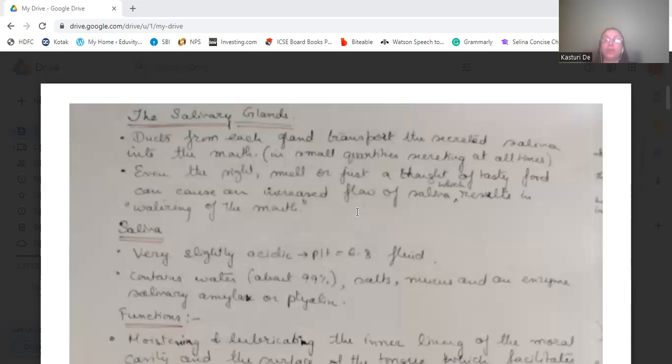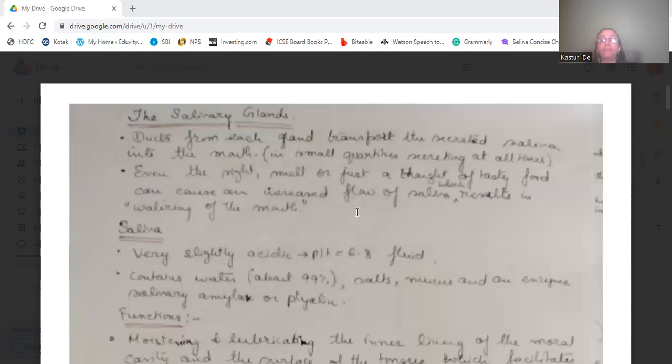So we know that we have three sets of salivary glands. That is, we have sublingual, just below the tongue, submandibular, just below the mandible, the lower jaw, which is known as the mandible, and submaxillary, just behind the ear. So three sets of salivary glands we have.